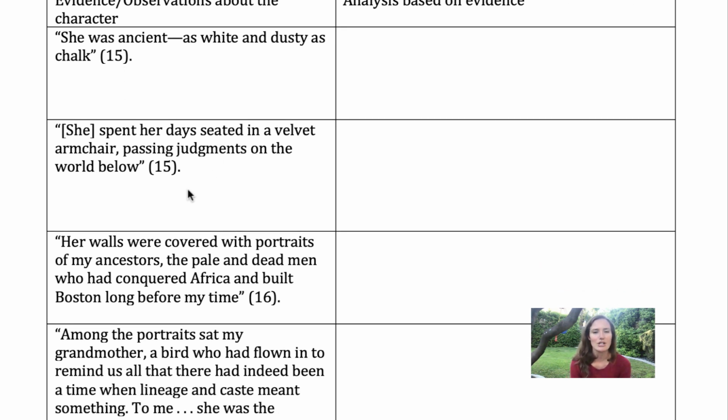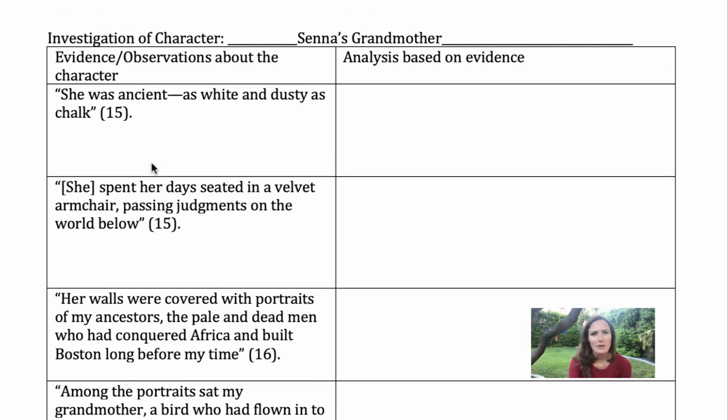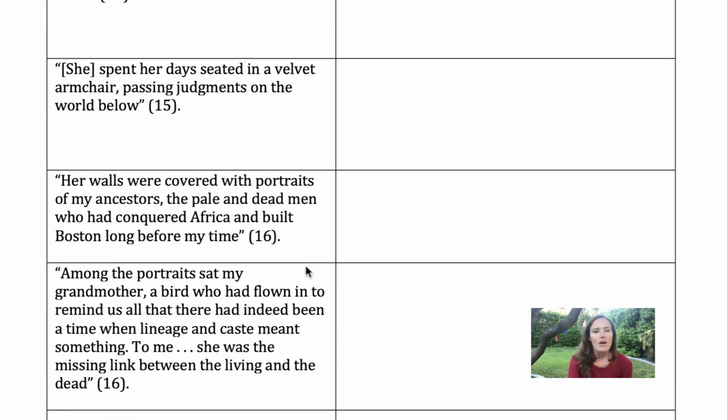This one, she spent her days seated in a velvet armchair, passing judgments on the world below. You might pull out words like velvet and judgments on the world below, unpack those, tell us what that reveals about Senna's grandmother. Her walls were covered with portraits of my ancestors, pale and dead men who had conquered Africa and built Boston long before my time. You might spend some time unpacking this term right here, conquered Africa. Obviously, Africa is a continent and not a country. Senna most likely is aware of that.